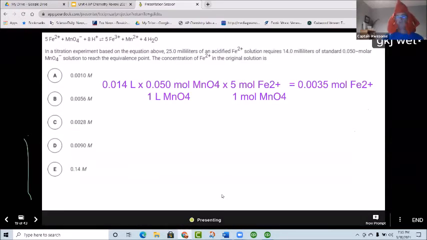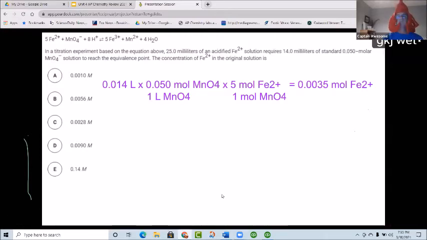So you'd want to start by going from milliliters to liters, so 0.014 liters, and times the molarity, because remember that molarity times volume is equal to moles. So that first step, what I'm doing is I'm changing it to moles of MnO4. And then I'm using my balanced equation to go from moles of MnO4 to moles of Fe2+. So there's a 5 in front of the Fe in the balanced equation. There's a 1 in front of the permanganate in the balanced equation. So that's where I got that step. And that tells me how many moles of iron there were.